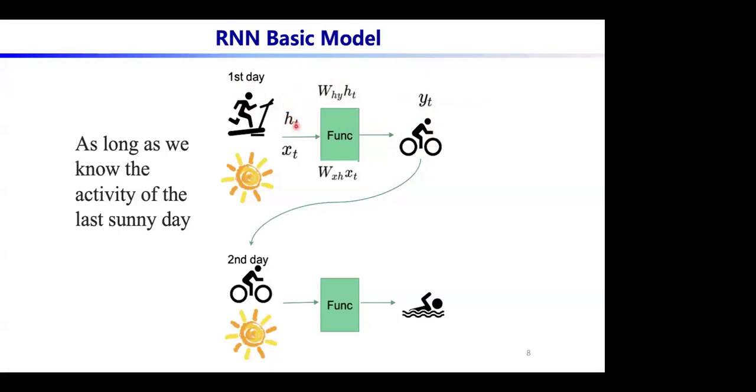We use H. X is typically the current feature, right? So that's what we typically do. But H may represent history.